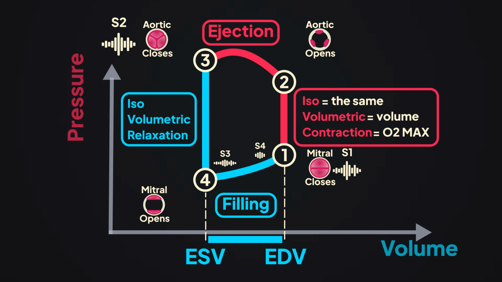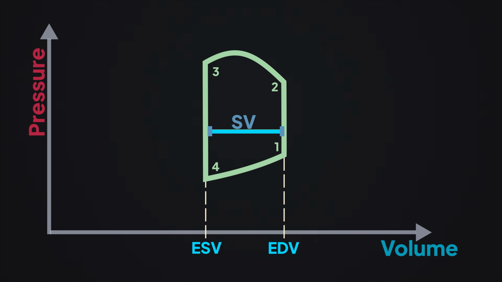One more thing you need to know. The width of this loop represents your stroke volume. It's simply the difference between the blood you started with, or end diastolic volume, and the blood left over, or end systolic volume. To understand how the loop changes, we need to label 4 key drivers of the heart.